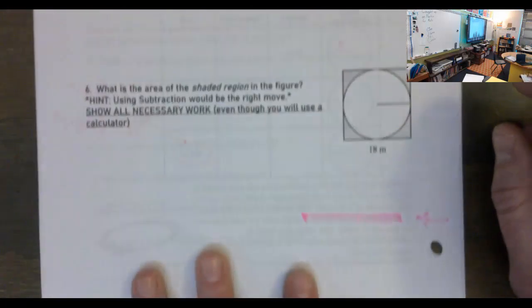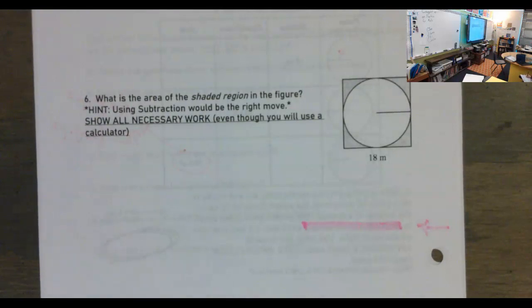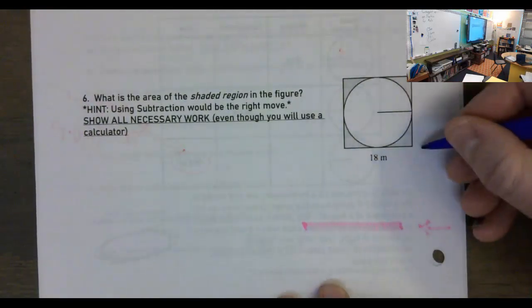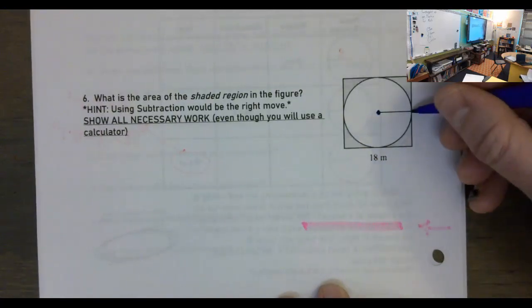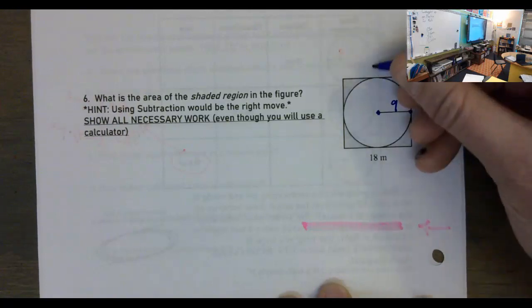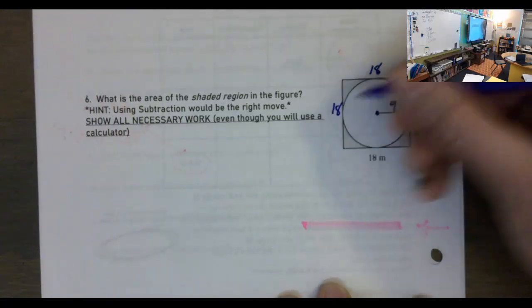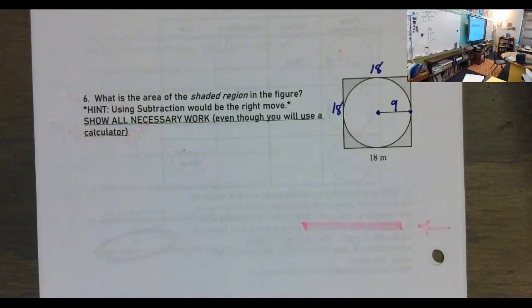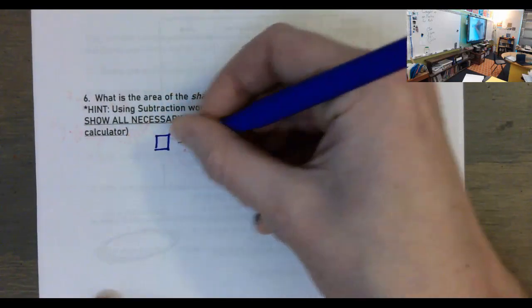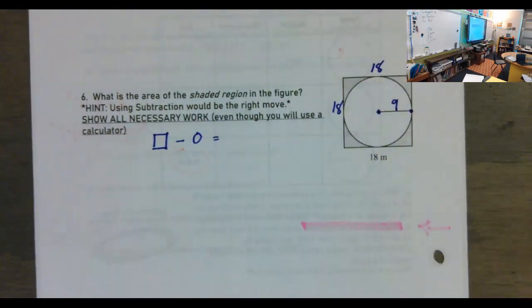In 6, I think a lot of us got this figured out. Essentially, if we know that this edge is 18, what would this be? 9. So you can do the area of the square, which I hope we all know how to do, and subtract the circle. So it's really square minus circle to give you the awkward shaded region that's left over.